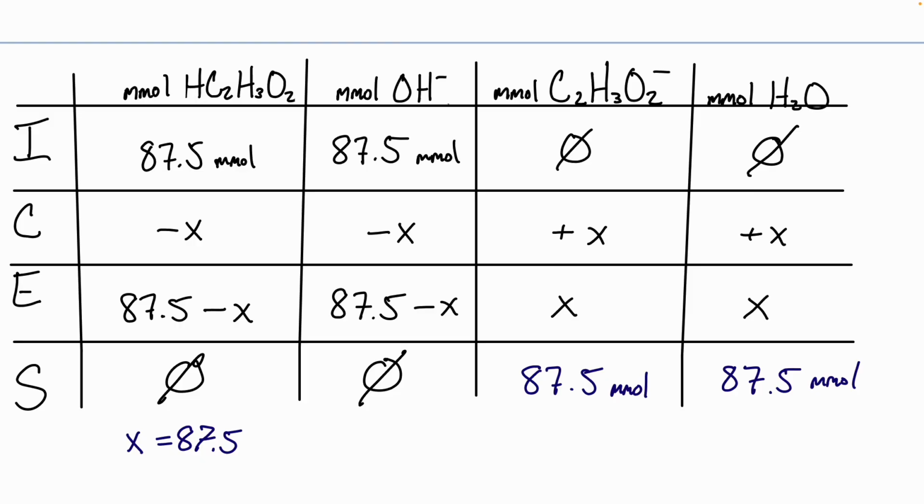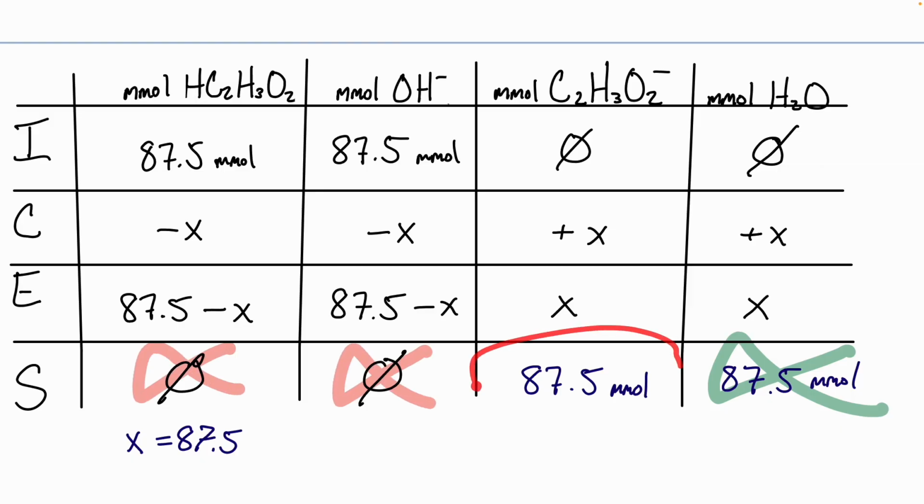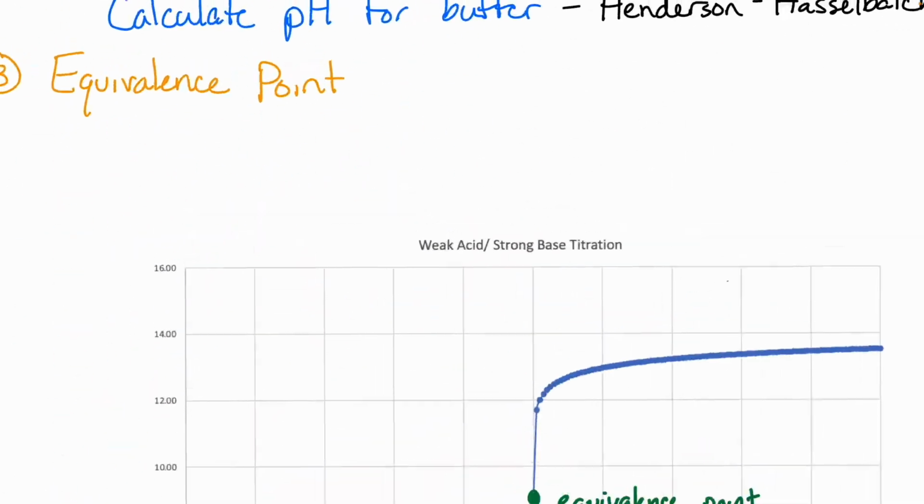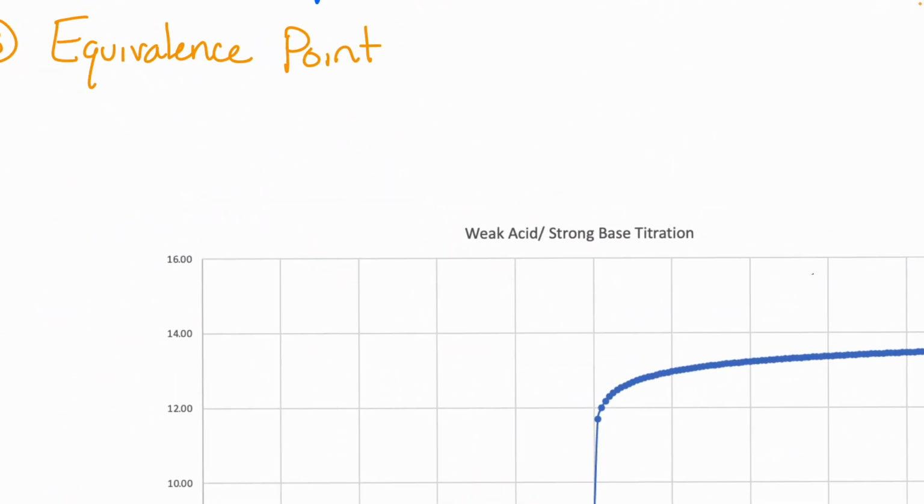But which one of these do I not care about? The water. So then at this point in my solution, I don't have any weak acid. I don't have any strong base. The only thing that I'm left with is a solution of weak base here. So at our equivalence point of a weak acid strong base titration, what we are left with is simply a solution of that weak conjugate base.